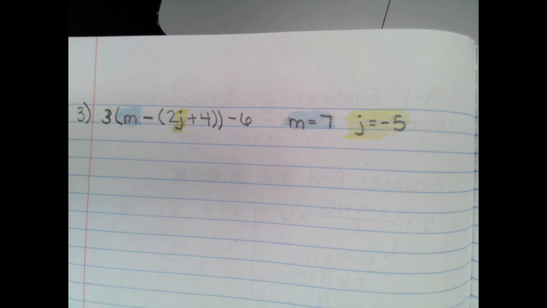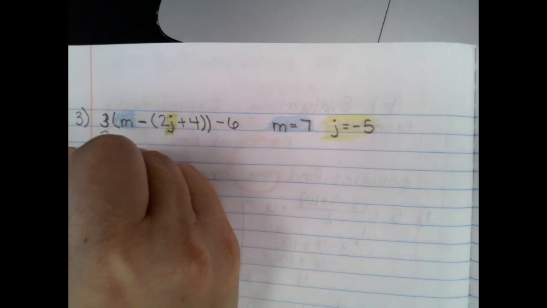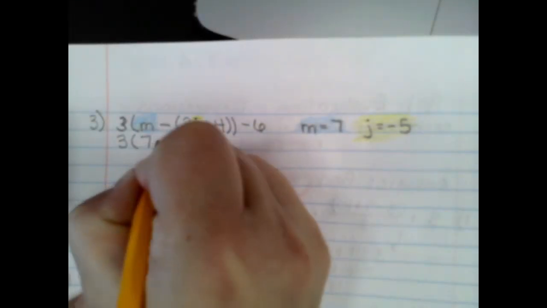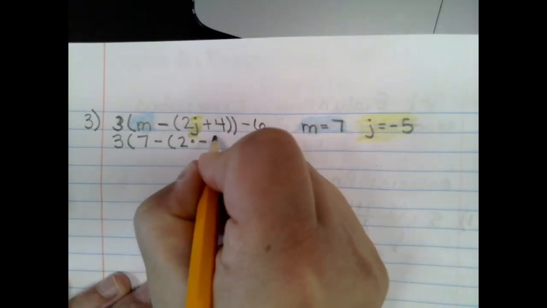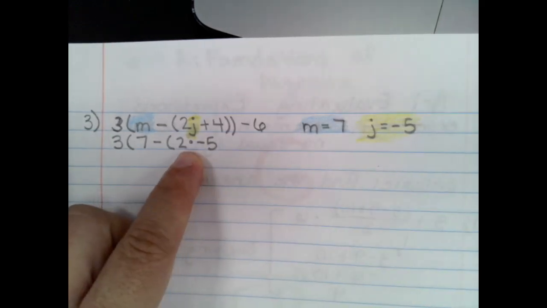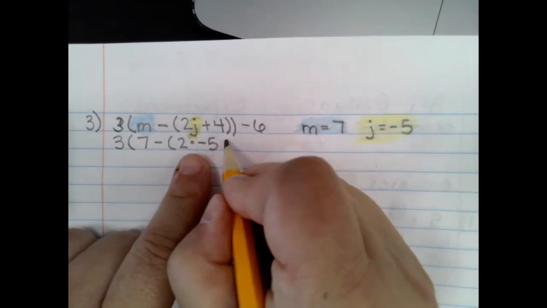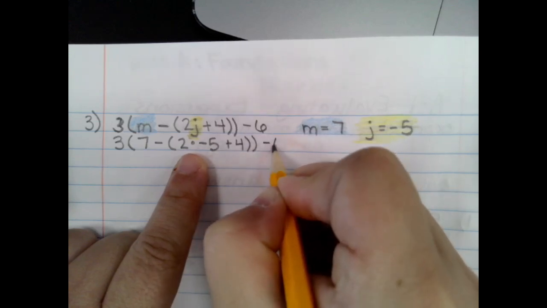Okay, guys. First step we're going to do here is switch things out. We're going to substitute. Before I start the math, I'm going to make sure it's all numbers to start with. So I'm going to have that 3, parenthesis. Instead of m, what number can we put in for m? 7. Minus, parentheses, 2 times negative 5. I like to use that little dot. That helps remind me that's not an x. There's not another variable in there. Okay, plus 4, parenthesis, parenthesis, minus 6.